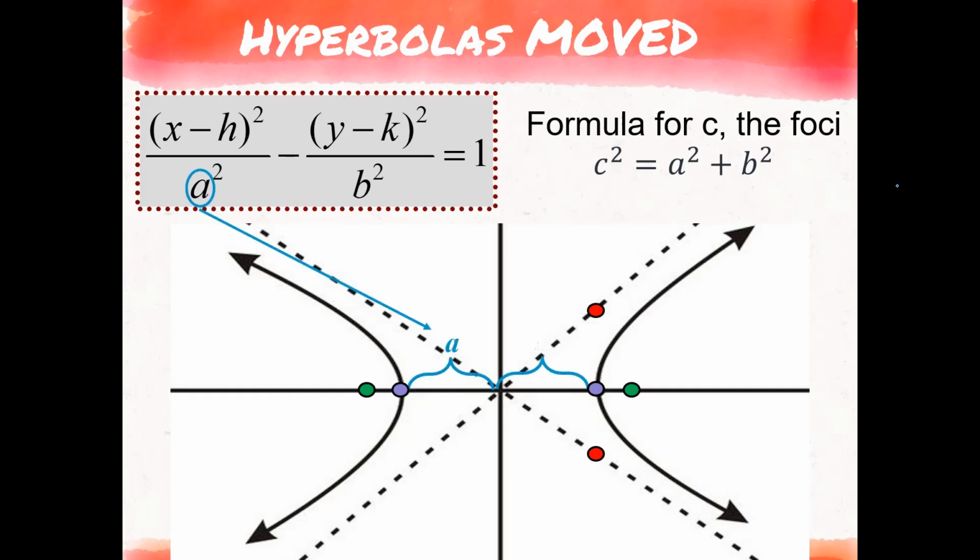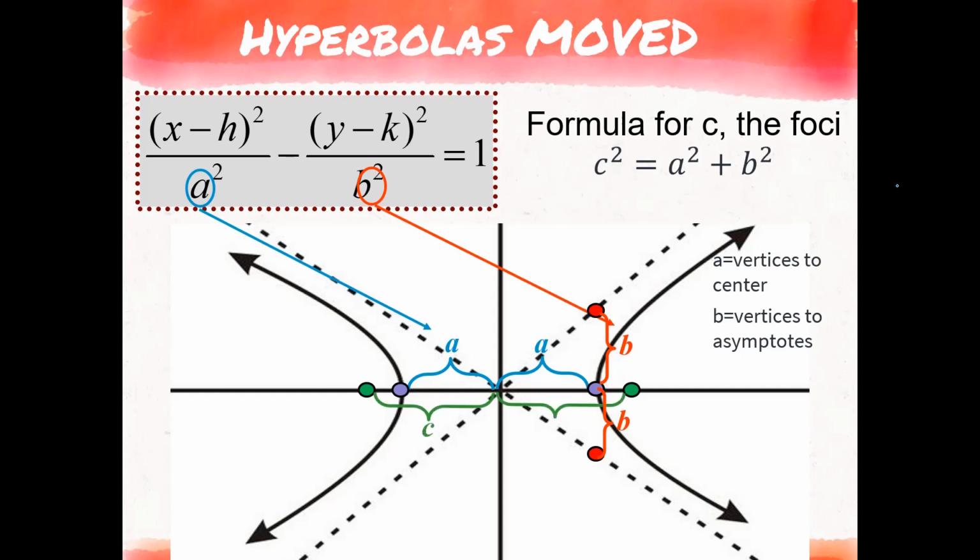Remember, our A value is still the vertex to the center, but our B value is going to be the vertices to the asymptotes. That's different than the ellipse. And then our C, of course, is our center to the focus for each of those. So those are not different than last time. It's just that the center is going to be moved around quite a bit.